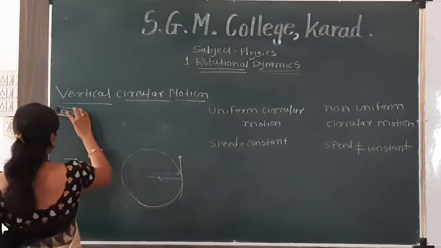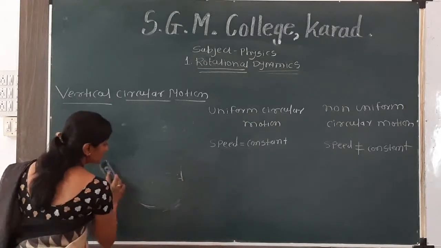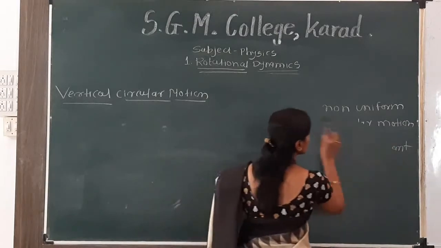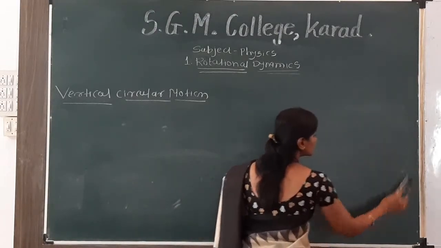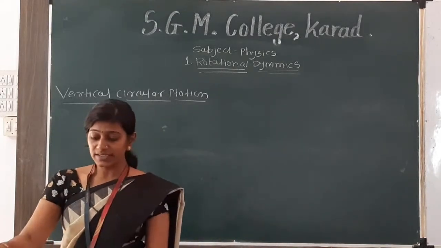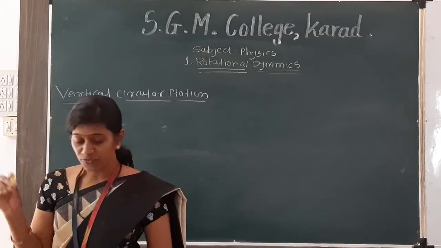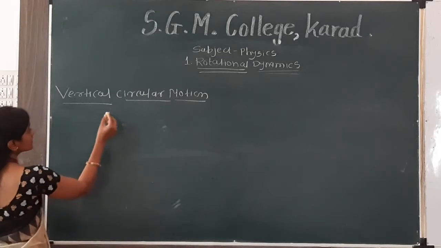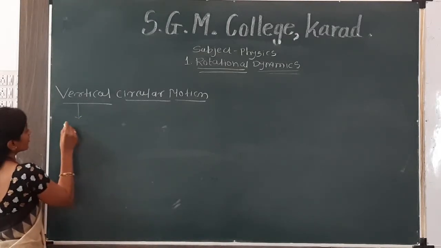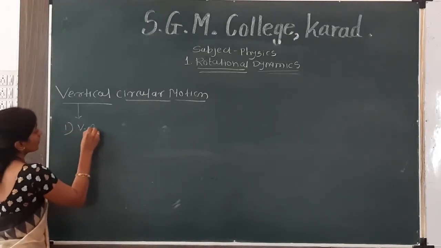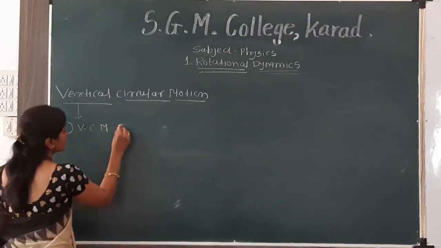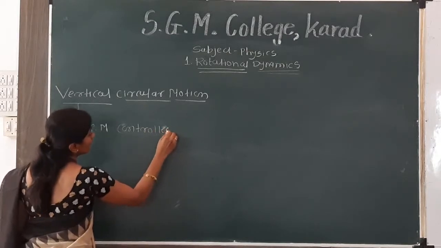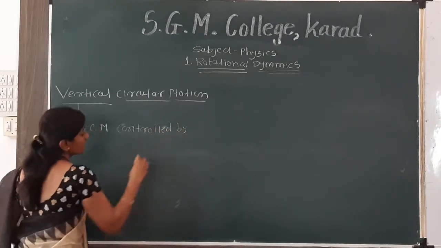First of all, we will see the types of vertical circular motion, and then the definition of vertical circular motion. And when the vertical circular motion is there, what are the details of that vertical circular motion? First of all, I want to tell you that vertical circular motion is divided into two types. The first type is vertical circular motion controlled by gravity.